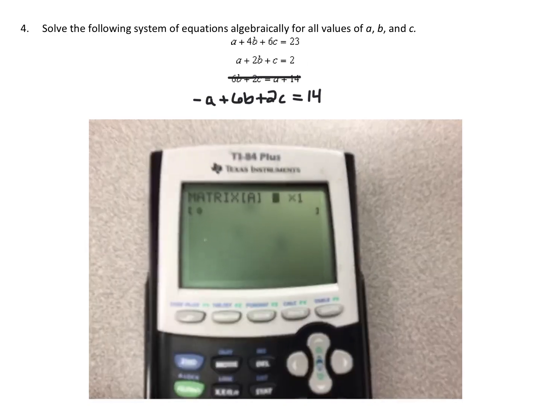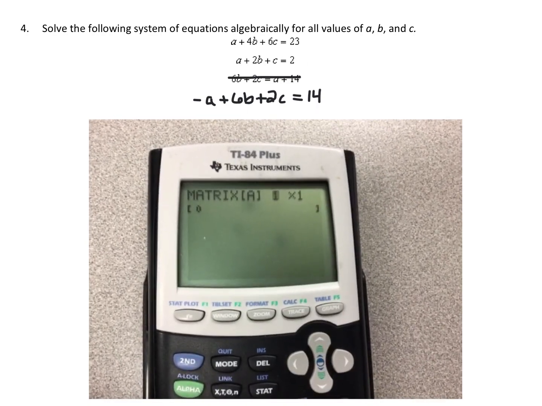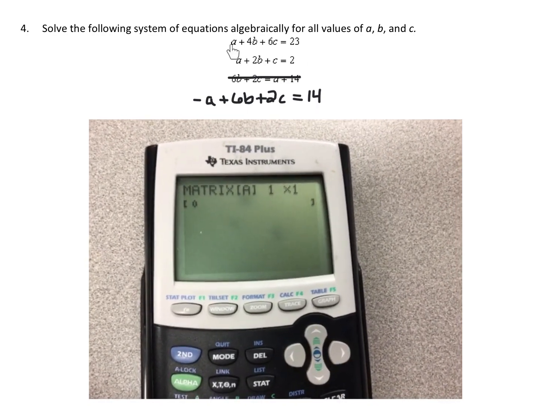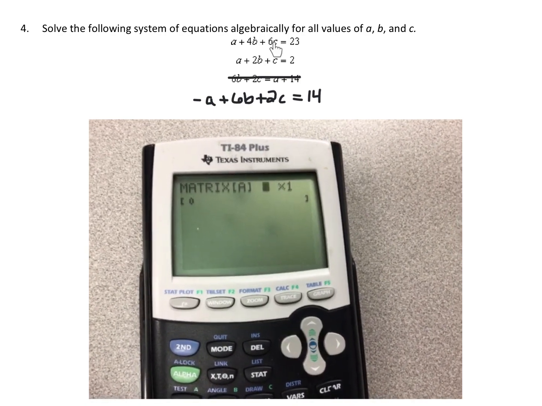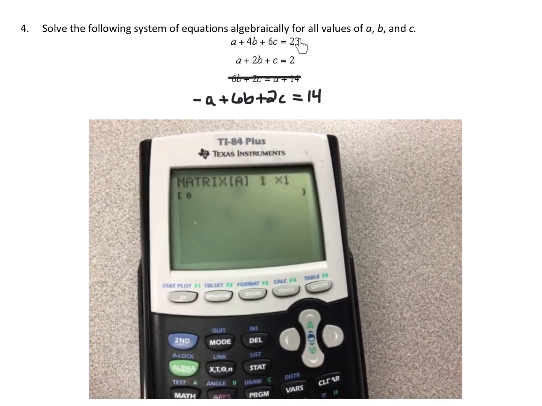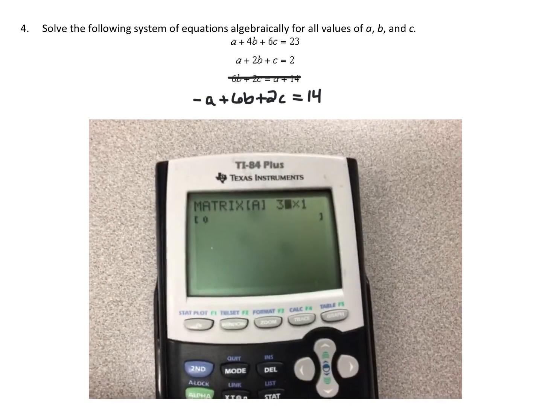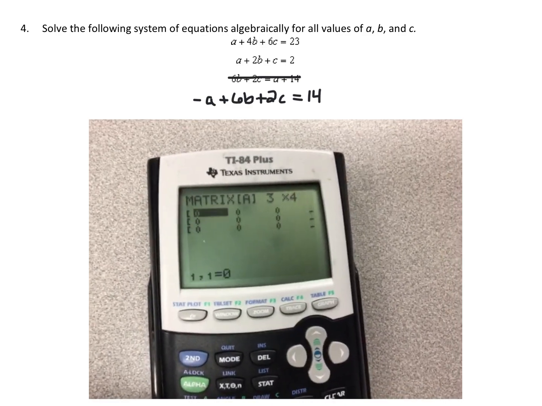Don't we have 3 equations, right? 1, 2, 3. And we have 4 columns, really. A column for the A, a column for the B, a column for the C's, and a column for the number. All right, so I'm going to set this as 3, enter, 4, enter, 3 by 4.